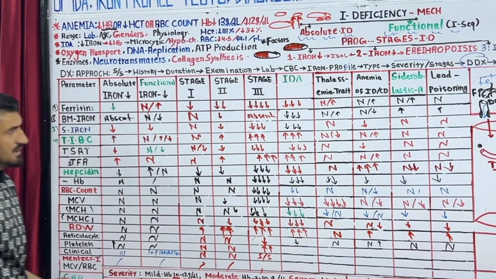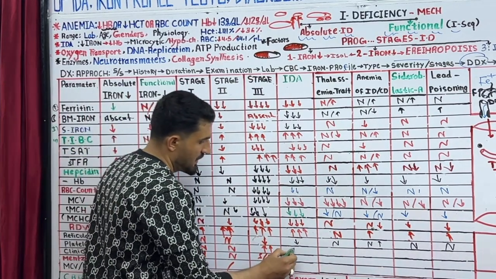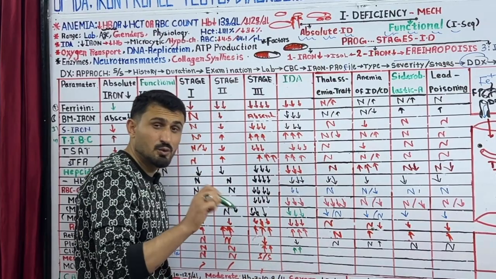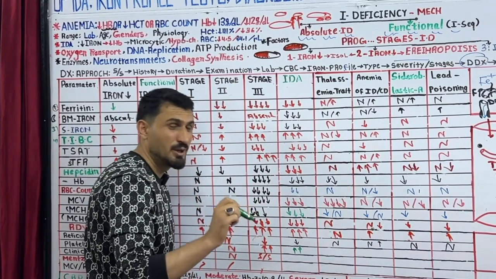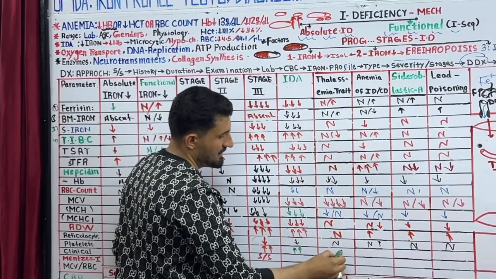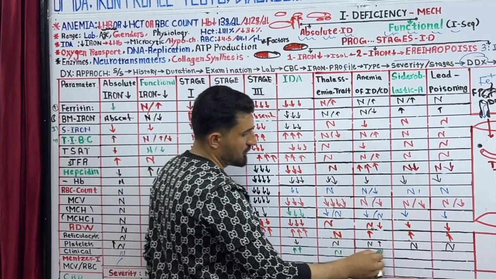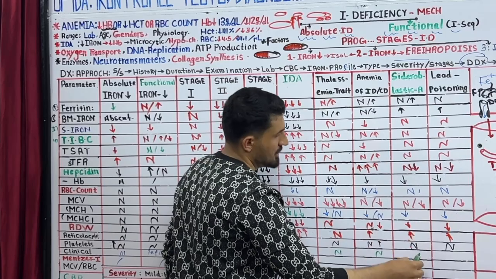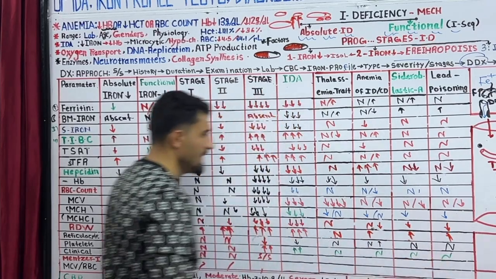About the platelets, in iron deficiency anemia they are increased because we stimulate the bone marrow simultaneously. Here in thalassemia, it's normal. In anemia of chronic disease, there's no problem with this. In sideroblastic anemia, no problem, and no problem.